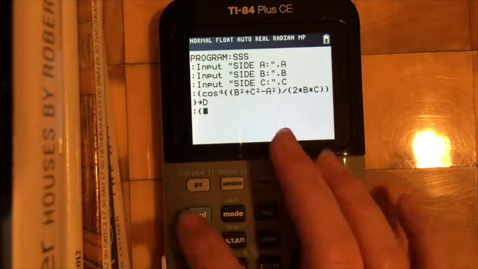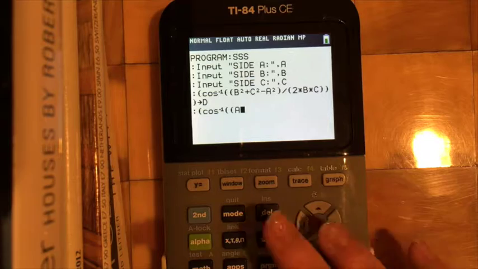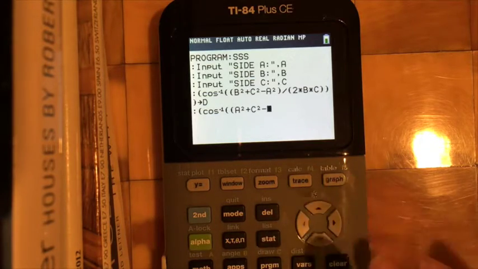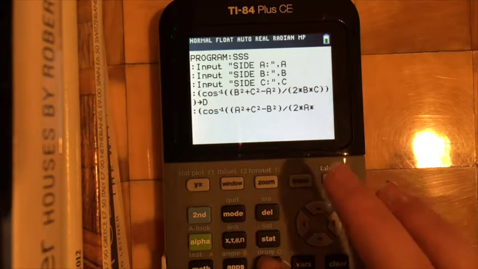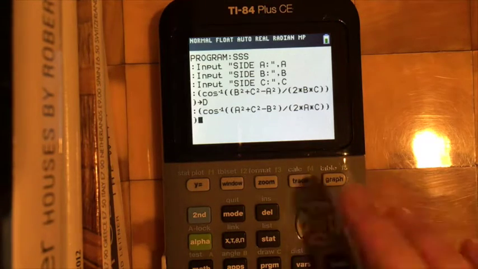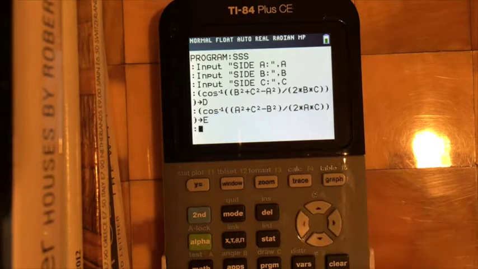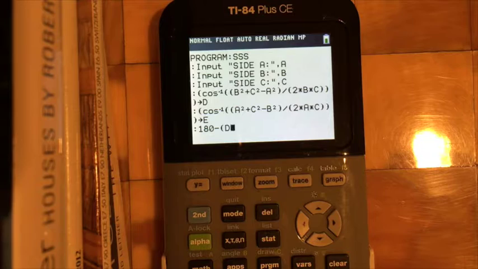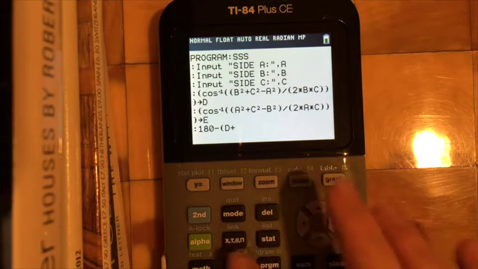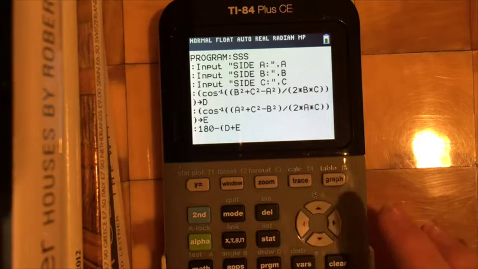I used the law of cosines again in the same process to solve for angle B and stored it under E. In order to find the last angle, I wrote that 180 minus the sum of angle A and B will equal angle C. I stored this under F.